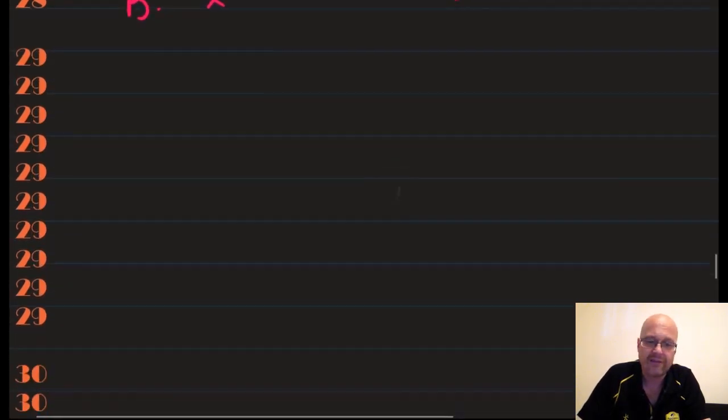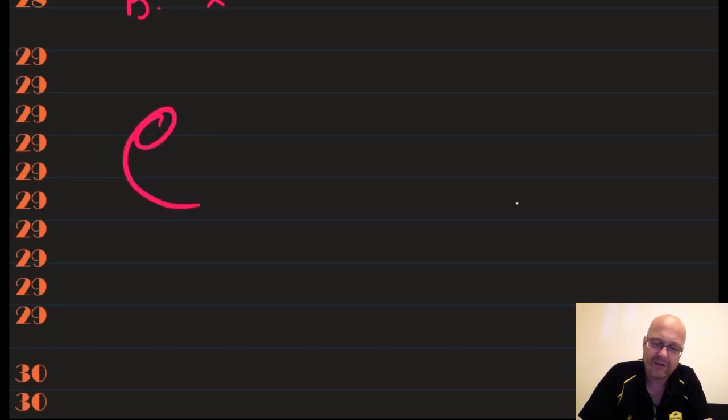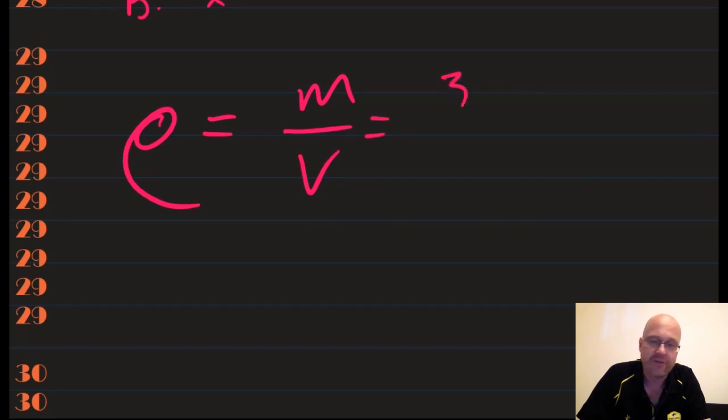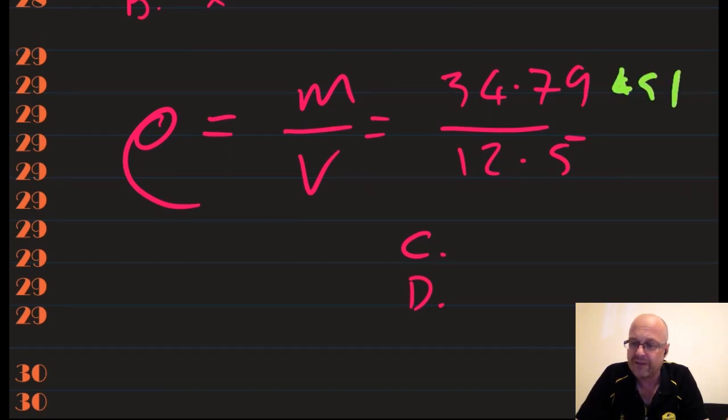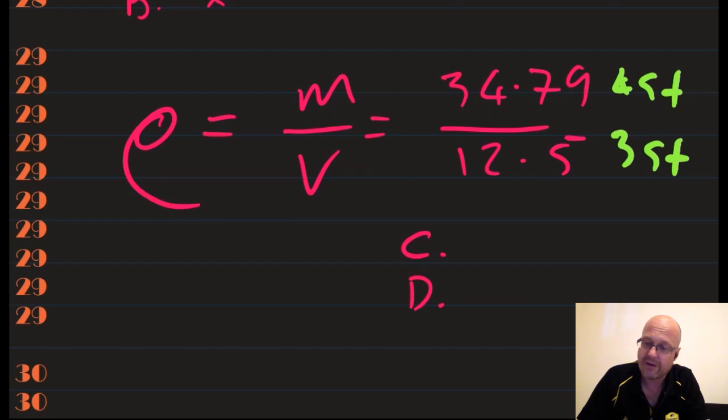29, density. So this is the symbol for density, rho. Density is mass over volume. So I've got 34.79 divided by 12.5. So that's going to be just under 3. So my answer is going to be C or D. It's just under 3. Then you have to think about the sig fig rules. This has 4 sig figs. This has 3 sig figs. So your answer needs to have 3 sig figs. Goes with the lowest in the question. So that's 29D. Yep.